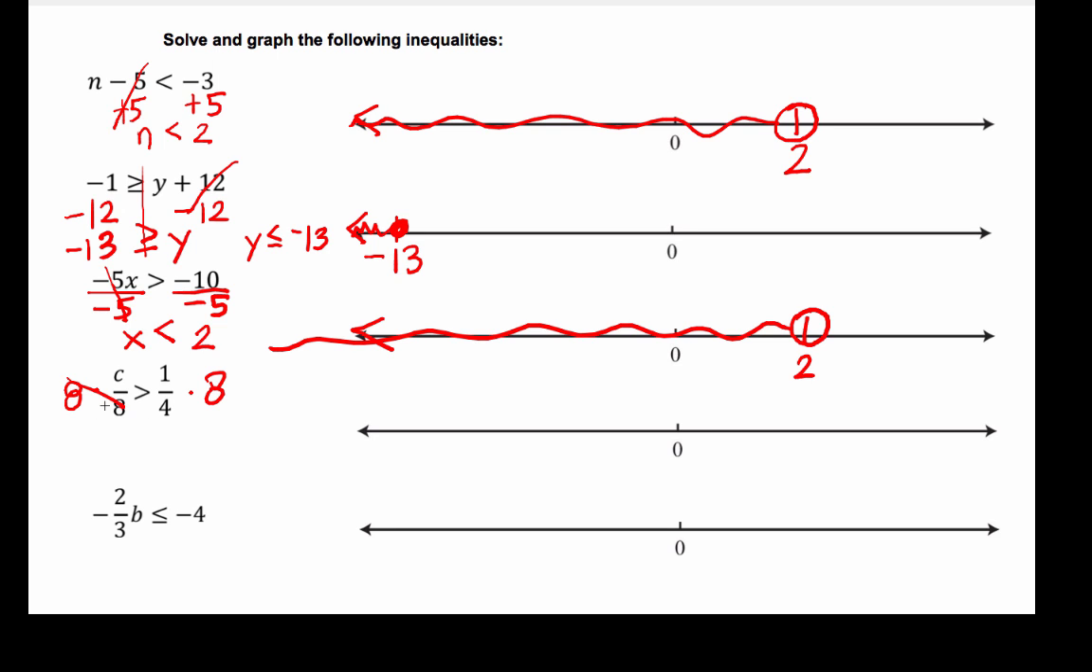The 8s cancel, if you will. They're not really canceling, but what we're doing is creating a coefficient of 1 on C, so we get C. We just multiplied both sides by a positive 8, so we keep our inequality sign the same. 1/4 times 8 is 2. Okay, C greater than 2. Here's 2 to the right of 0. The greater than, that's an open dot, arrow to the right.